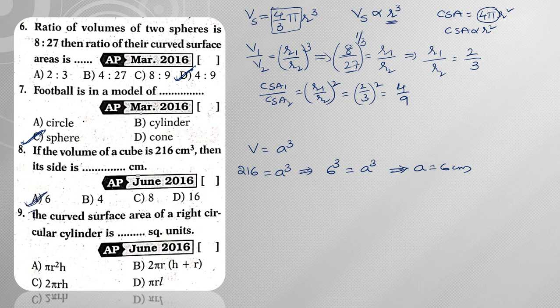Next, the curved surface area of a right circular cylinder is. The curved surface area of a right circular cylinder is given by 2 pi r h. So hence the answer is 2 pi r h. If we ask about volume, the volume of a cylinder is pi r square h, and this particular thing is the total surface area of a cylinder. Here the asked question is curved surface area, hence 2 pi r h is the answer.